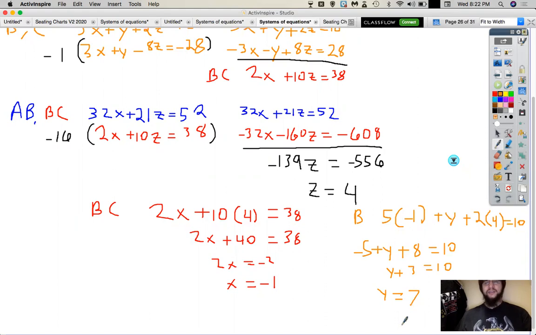Okay. We've got x, y, and z. So for a system of two equations, we had an ordered pair for our answer. Here we have an ordered triple. Yes, that's a thing. So it's x, y, z. Negative 1, 7, 4. And that's our answer.